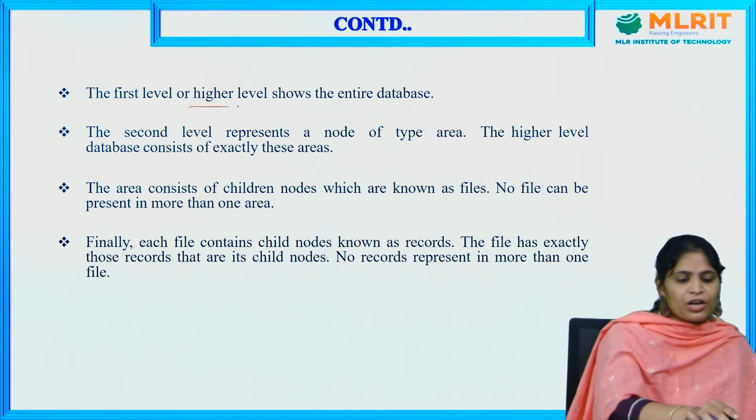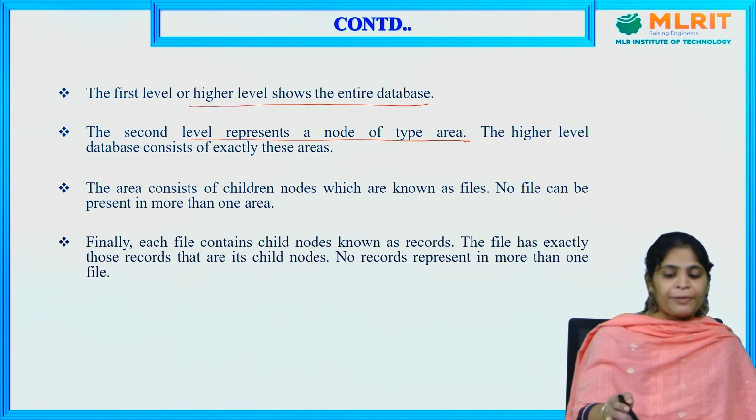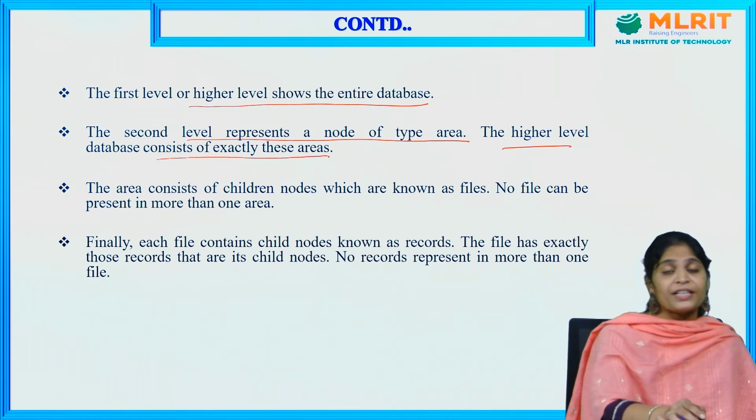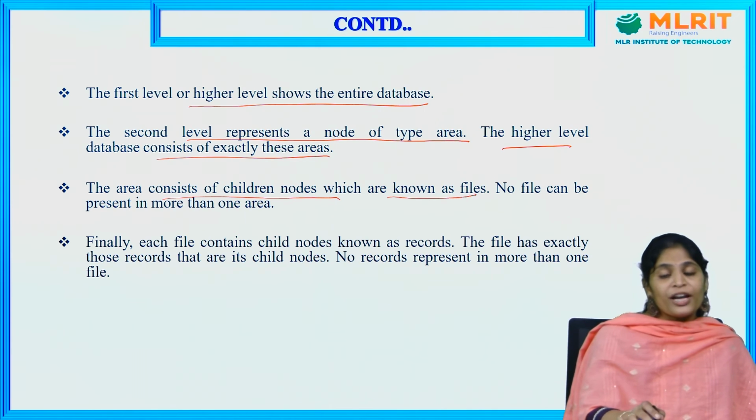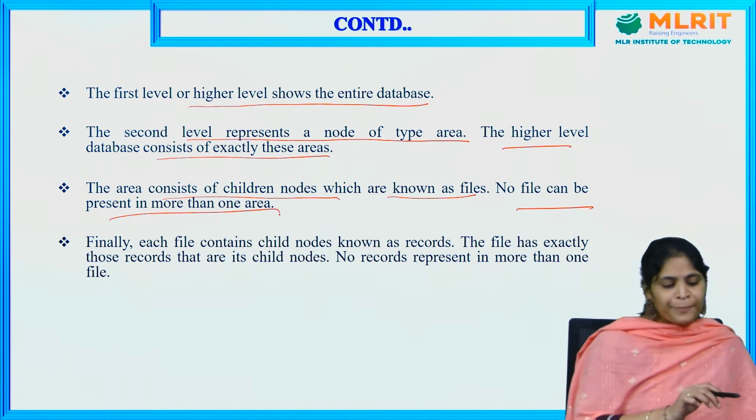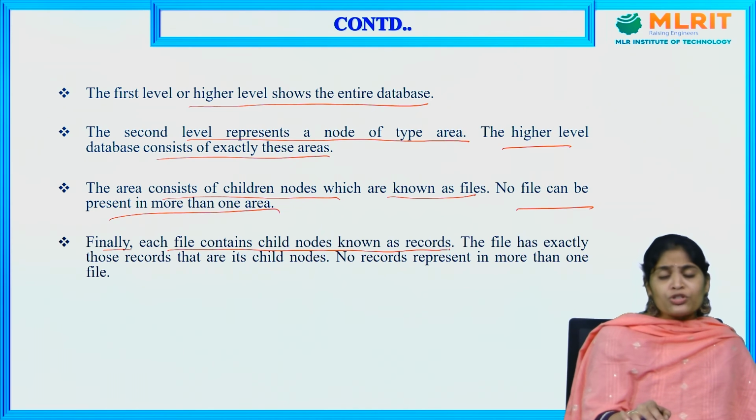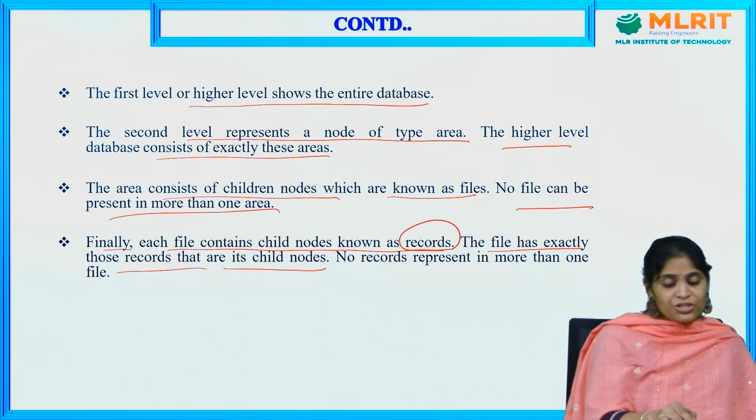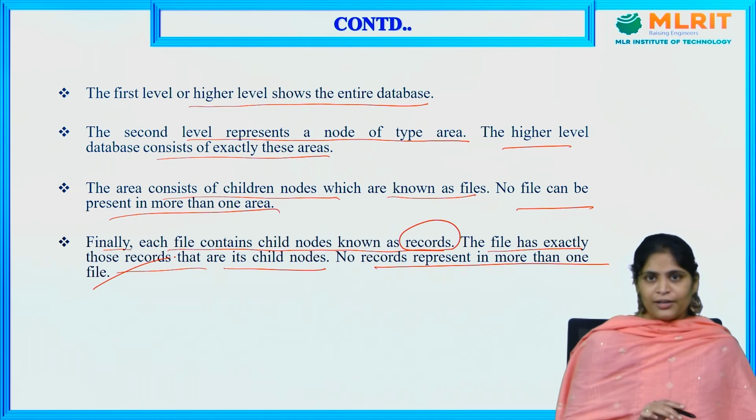The first level, or higher level, shows the entire database. The second level represents a node of type area. The higher level database consists of exactly these areas. The area consists of child nodes which are known as files. No file can be present in more than one area. This is the important point. Finally, each file contains child nodes known as records. The file has exactly those records that are its child nodes. No record is present in more than one file.